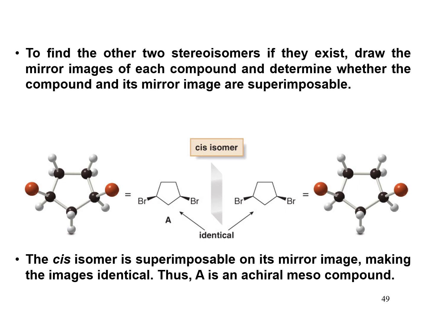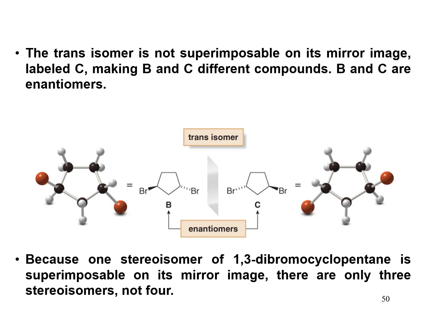Thus, this A is what? A meso compound. So the same is true for the trans isomer: it is not superimposable on its mirror image, and we label it C, making B and C different compounds. Therefore, B and C are enantiomers, because one stereoisomer of 1,3-dibromocyclopentane is superimposable on its mirror image, and there are only 3 stereoisomers, not 4 again, because of 2 to the power of n minus 1.